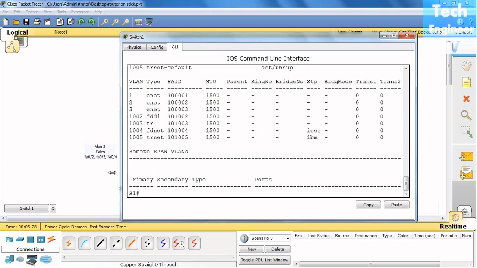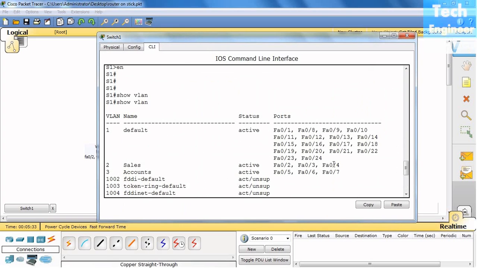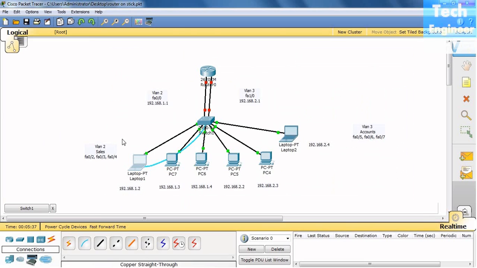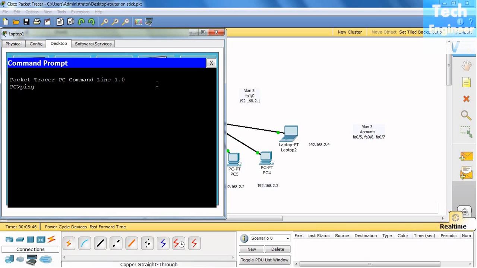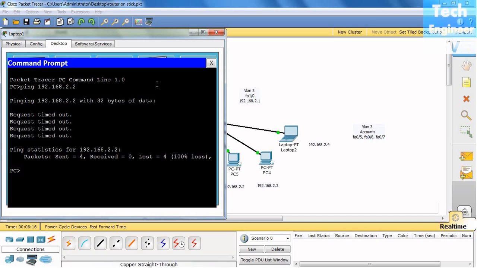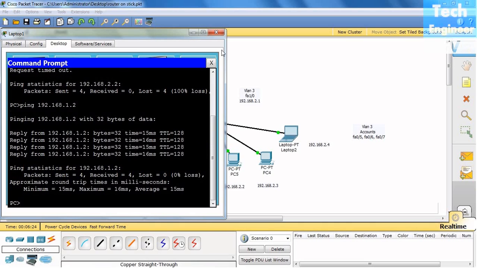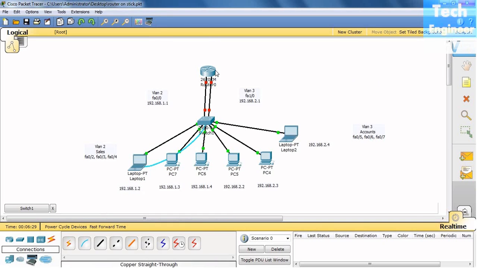So let me show the show VLAN. Currently, we have two VLAN ranges, sales and accounts. They have ports, and currently, for example, on a laptop, I want to ping a network 192.168.2.2. I will not be able to, because the ranges are different and the gateways are different. But in practical terms, I want to communicate between two networks. I want those two networks to be able to ping each other, exchange data with each other, and send packets to each other. So I basically want these two networks to allow communication. How to do that? That's the thing.